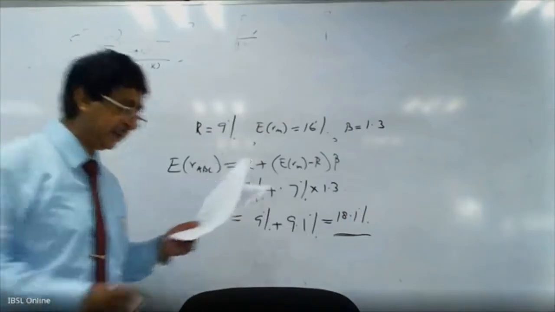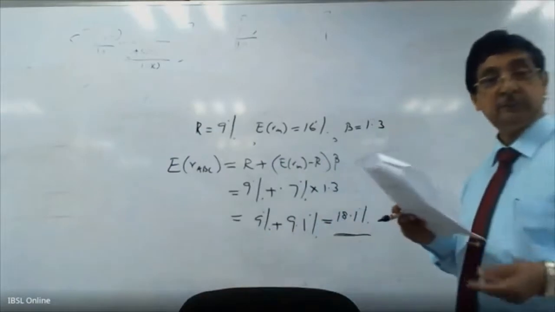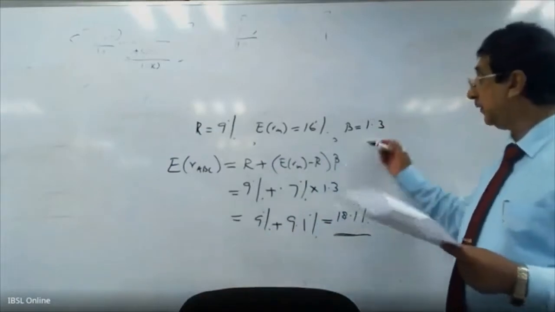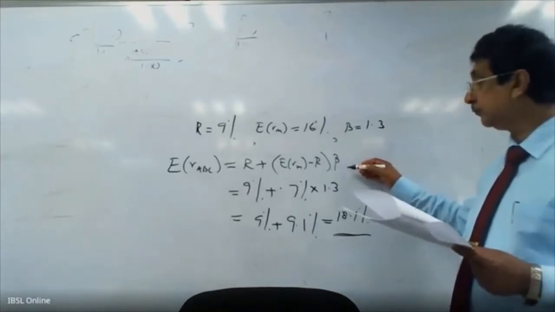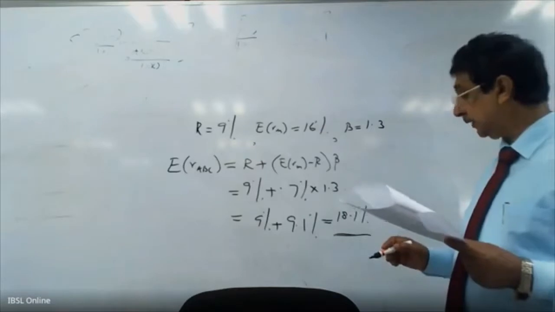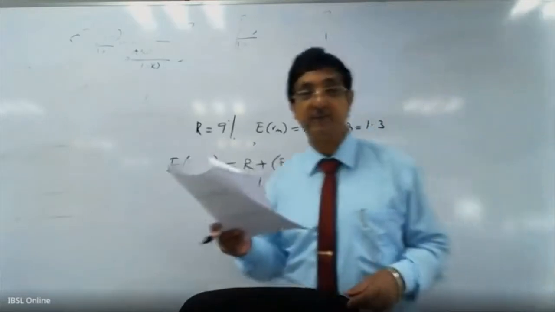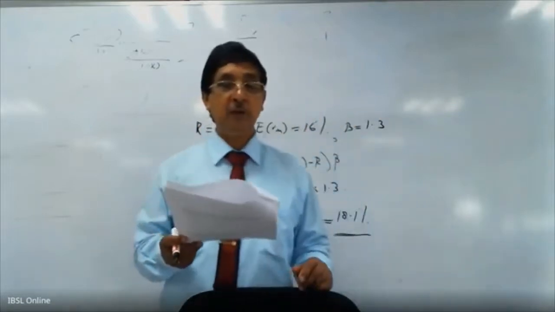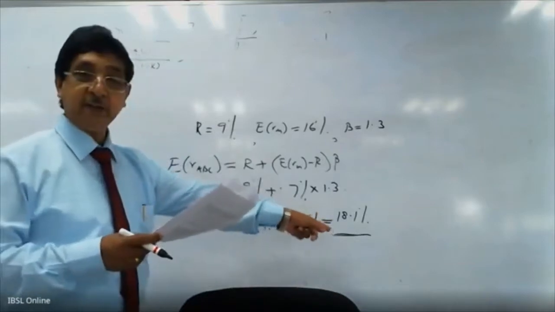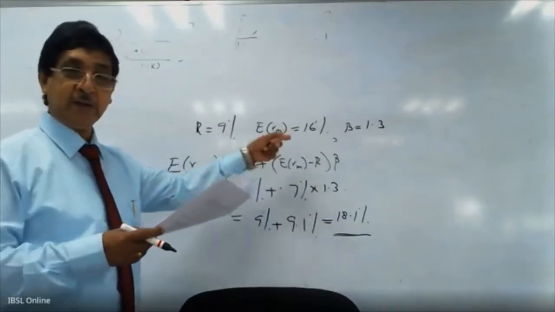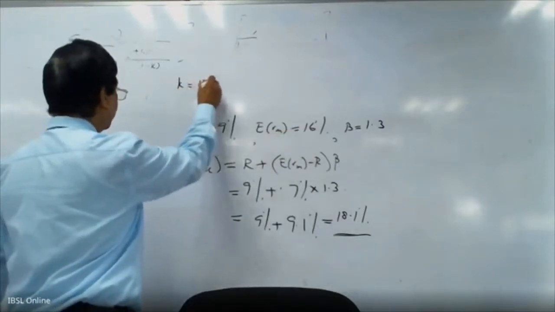I think this is very clear and very straightforward. No confusions here. Just apply the capital asset pricing model. So next thing is to calculate the share price. Now, in order to calculate the share price, now we will see. Now we calculated the required rate of return by using the capital asset pricing model. So you can say K is equal to 18.1%.